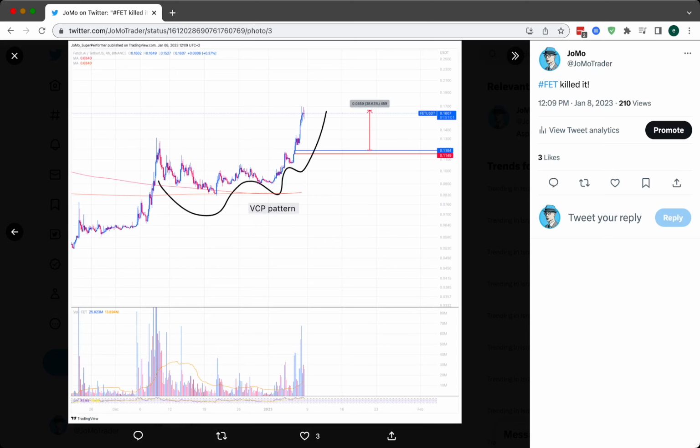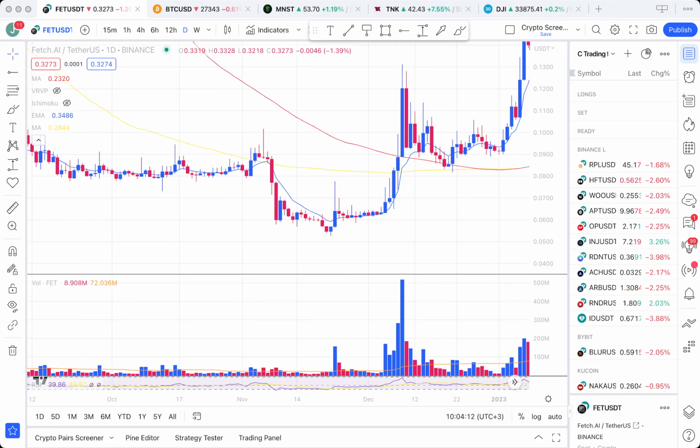I am going to show the chart over here with my first take profit. We can see this is how it looks with the VCP pattern. Just wanted you guys to see it. Let's move on to see it on the chart in real time and see what I can teach you about how I trade in my style of trading. So this is FET on Binance, right?